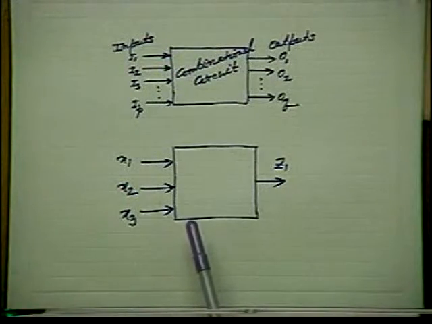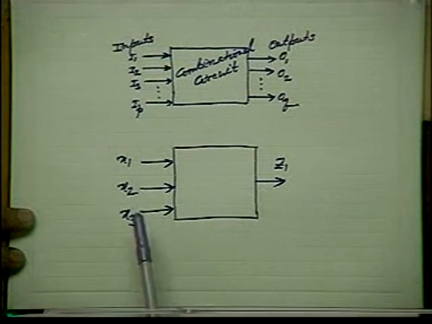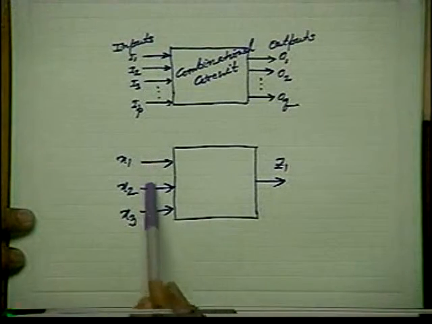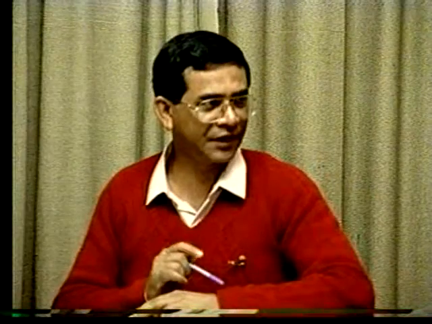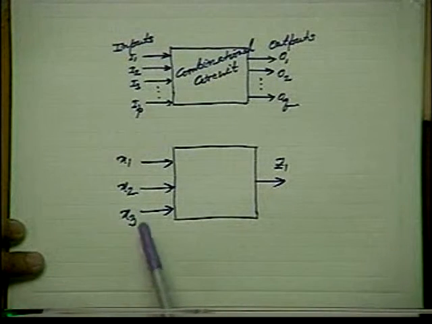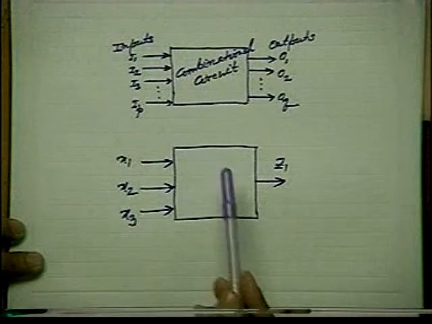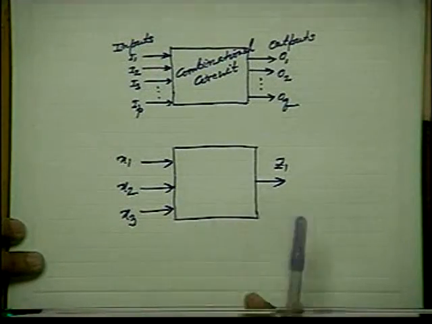Now, we call this a combinational circuit. By that I mean that the output at any instant of time t is dependent upon the inputs exactly at that instant of time. It is called a combinational circuit to distinguish it from another circuit which we call a sequential circuit.